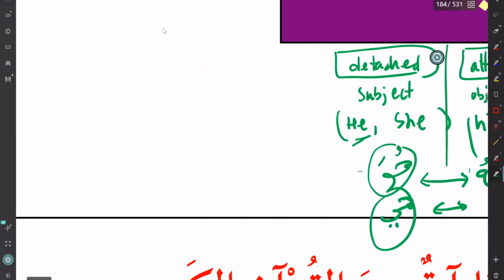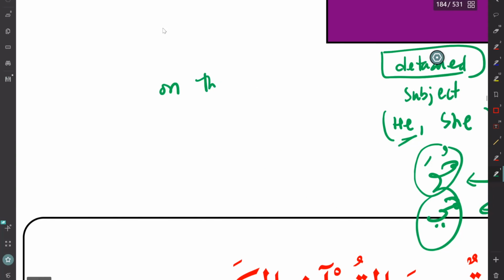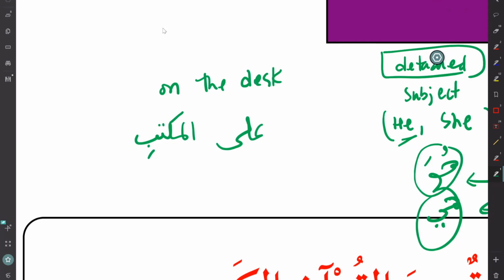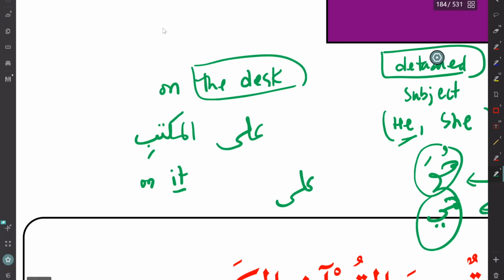So what happens now if you want to say something is on the desk? What do you say? You say ala al-maktab, yes? And of course you have your kasra, ala al-maktabi. But what if you want to say on it? You replace the desk with it. So instead of saying on the desk all the time, you want to say I put something on it. The on remains the same, you have ala, and it.